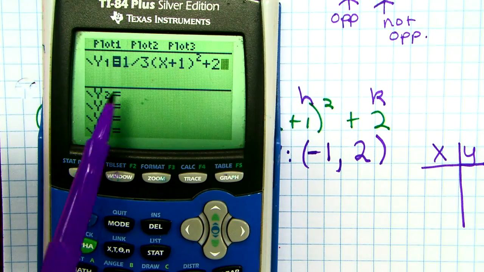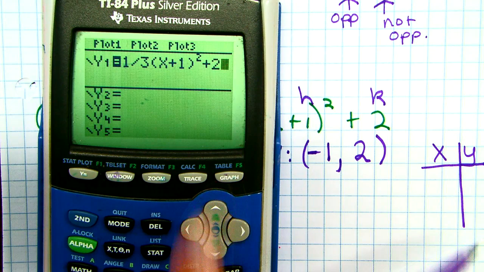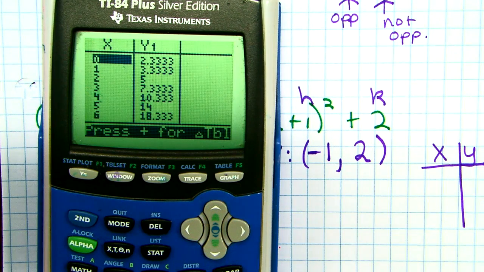So typing it in, it just looks different. It's a different format, but it's all the same buttons. We have the power of 2, all that. Then you can graph it if you want to, but that's not really going to help us. What we want to look at is the table. So second table, and you can see all of your x and y values.